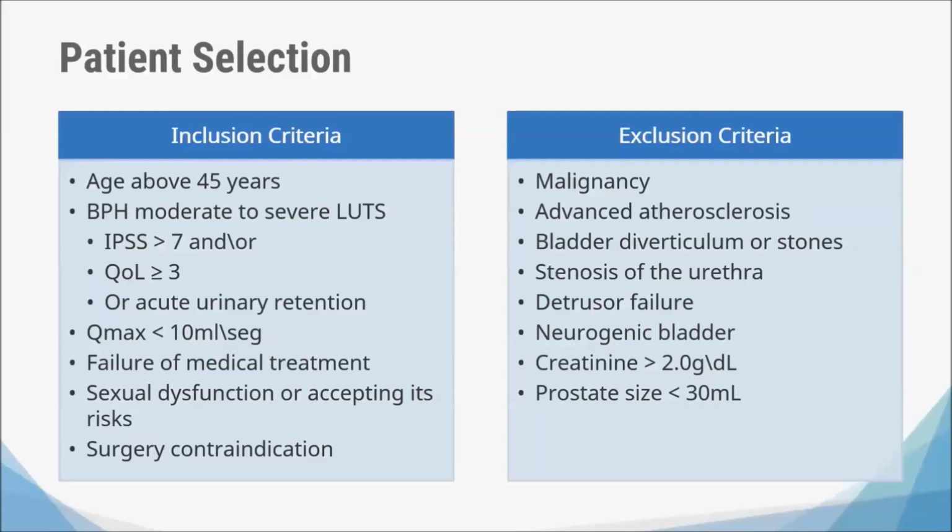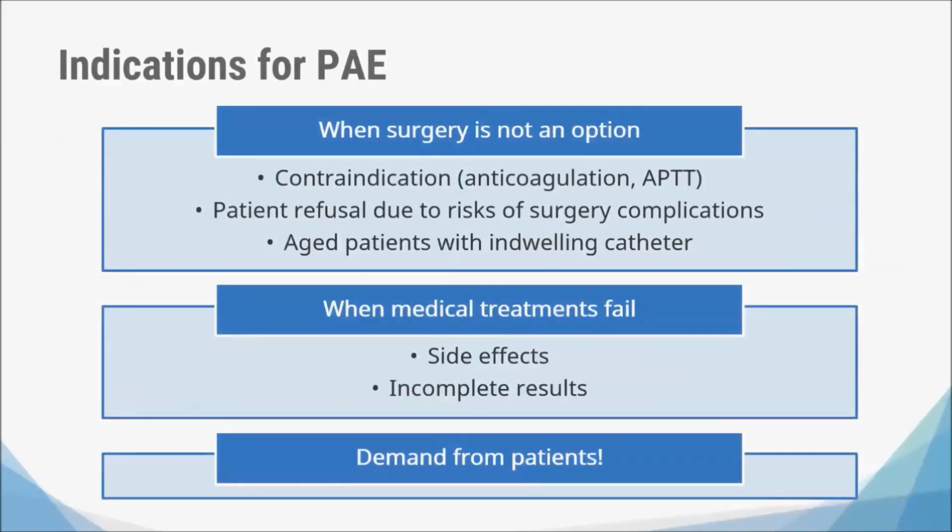However, we need to exclude some patients that are not good candidates, as you can see here on the left side, like patients with cancer and also stenosis of the urethra, and there are some contraindications that we need to be aware of and not offer PAE for these patients. In general, we can say that indications for PAE are when surgery is not an option, like contraindications due to the use of anticoagulants, antiplatelets, and also patients that refuse any kind of treatment, mainly because of the risk of complications and adverse events, mostly related to retrograde ejaculation and urinary incontinence.